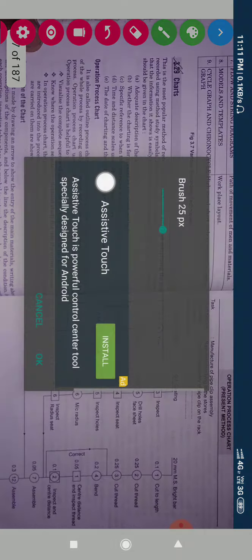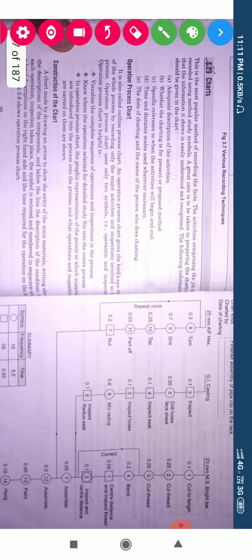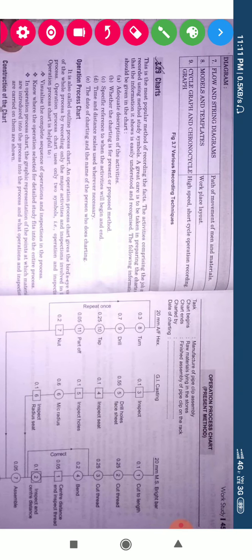Okay, so the operation process chart is here. First we will identify the task. Here the task is the manufacturing of the pipe clip assembly. The chart begins with raw materials lying in the store. Then the chart is prepared by, suppose, XYZ, and his name and the date of charting, suppose 11th of April 2020, will be written.